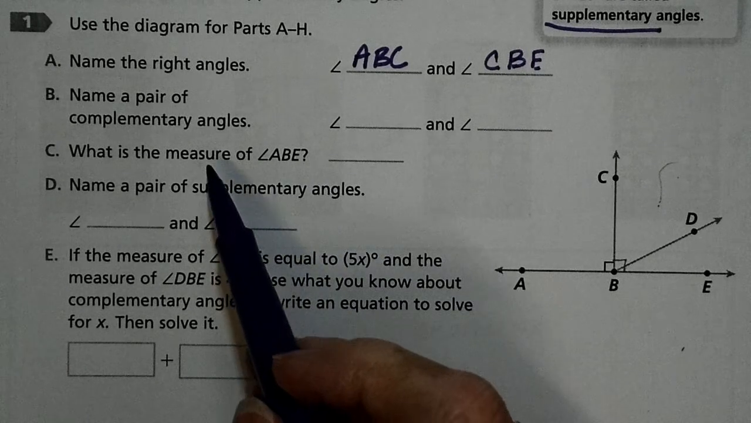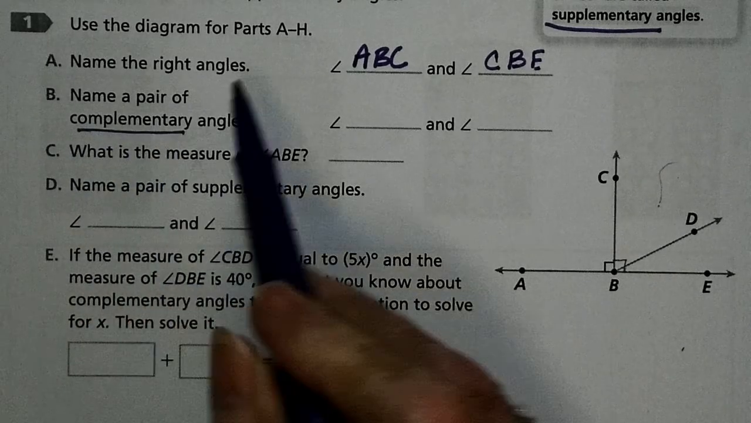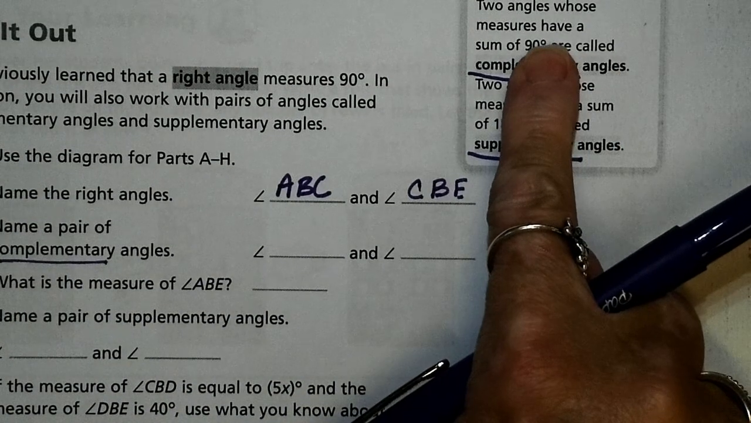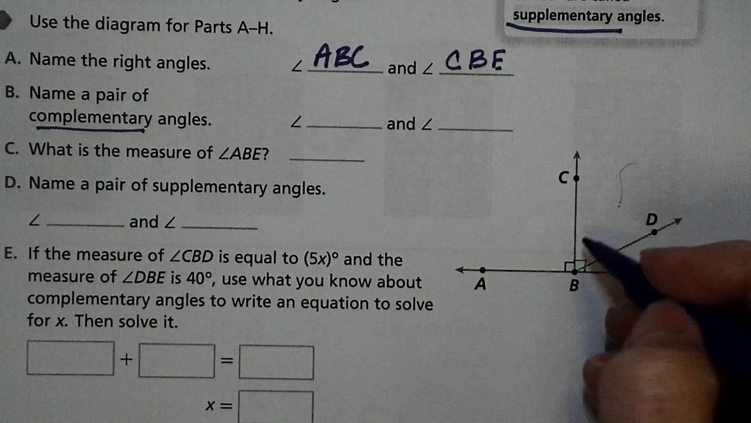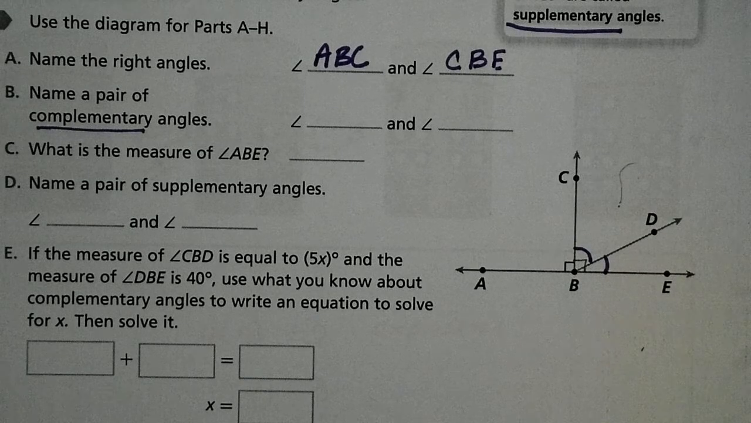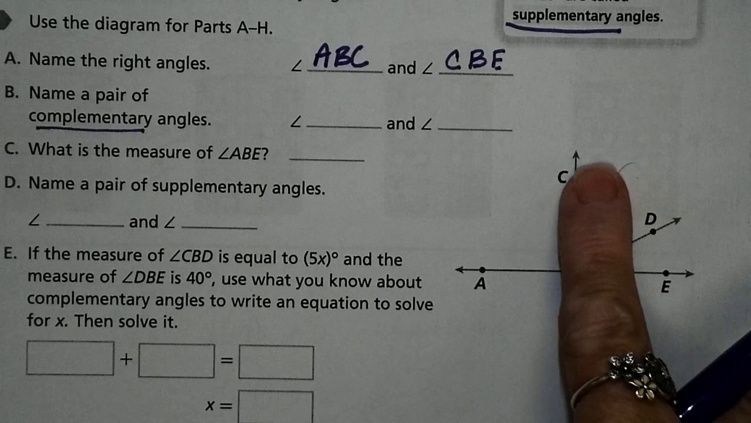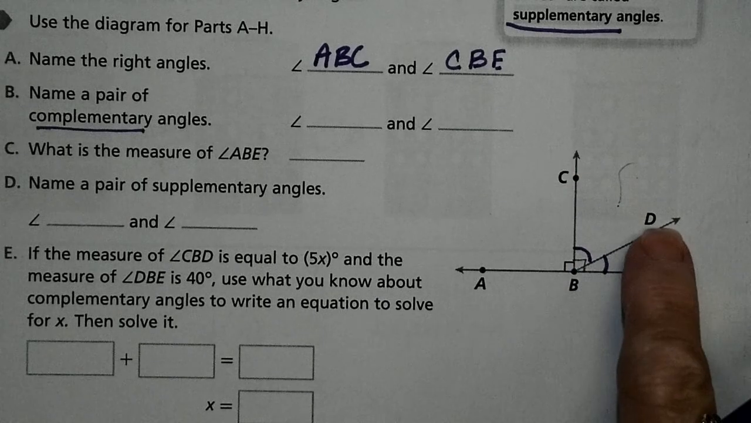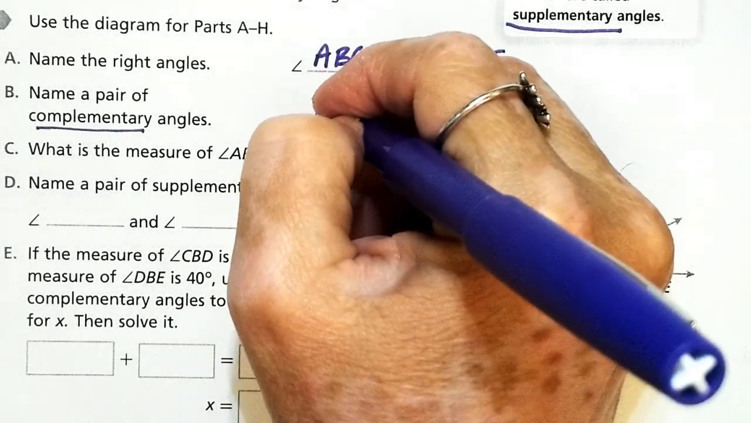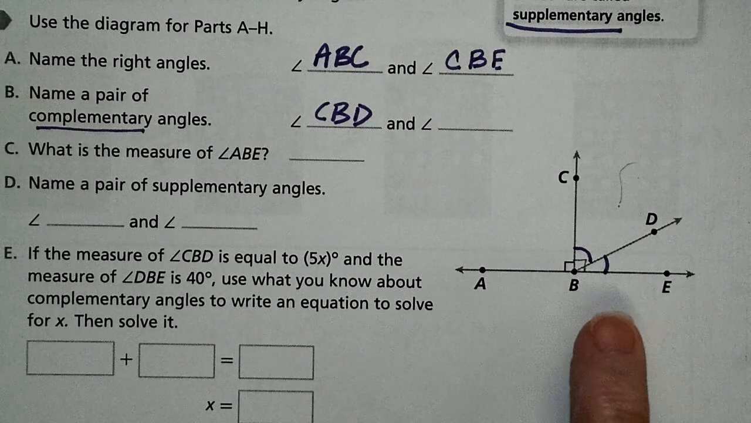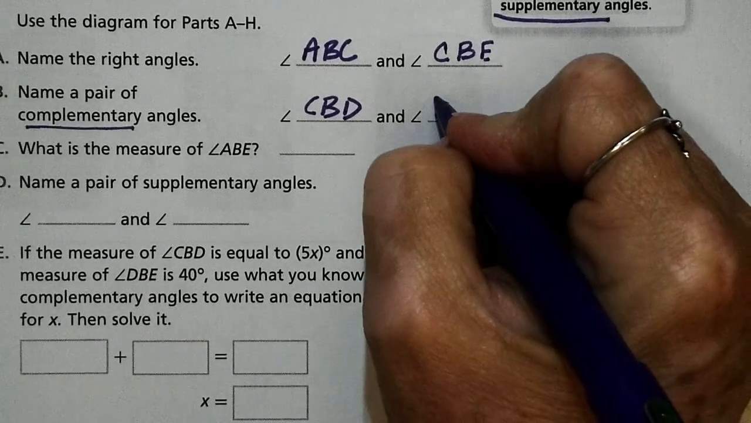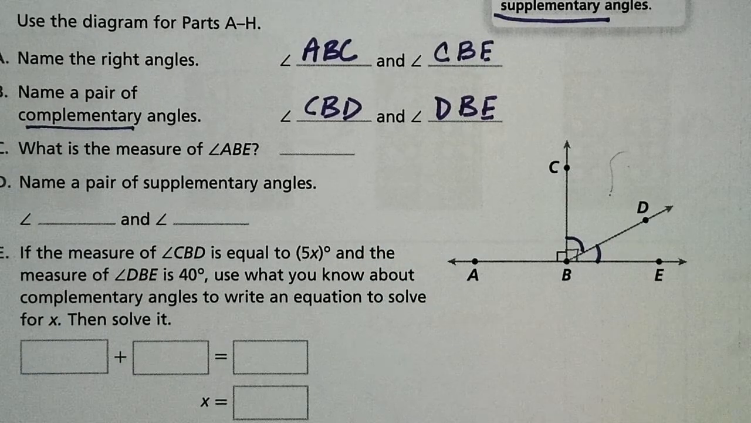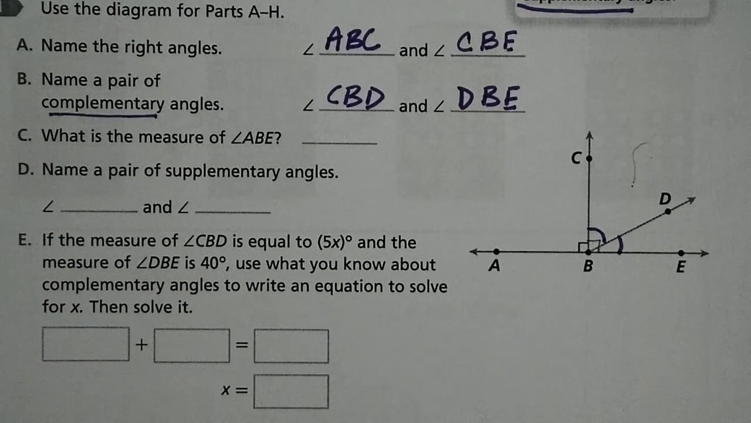So a pair of complementary, remember complementary means that they add up to 90 degrees. So those angles would be this one and that one. If I add them together, it would give me 90 degrees. So C, B, D and D, B, E. So that's how you would label that.